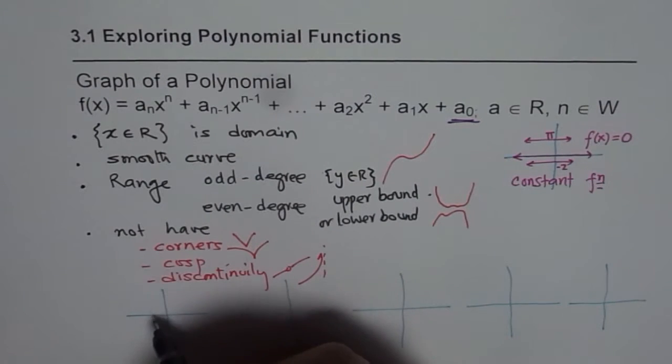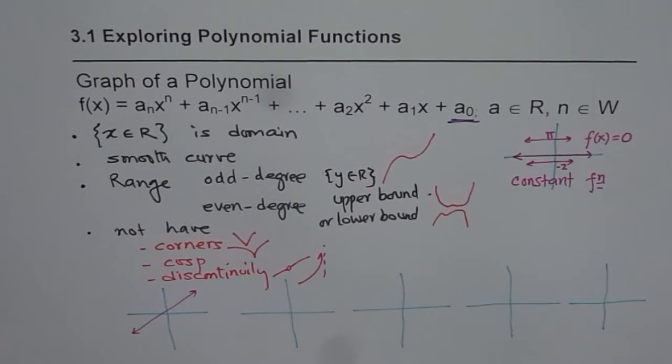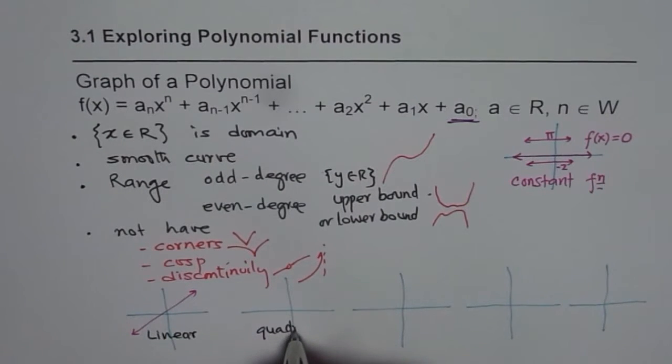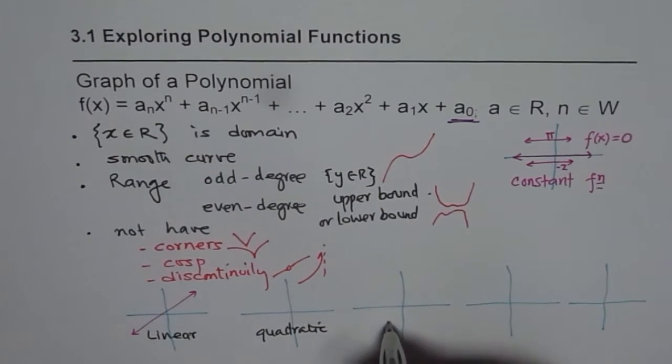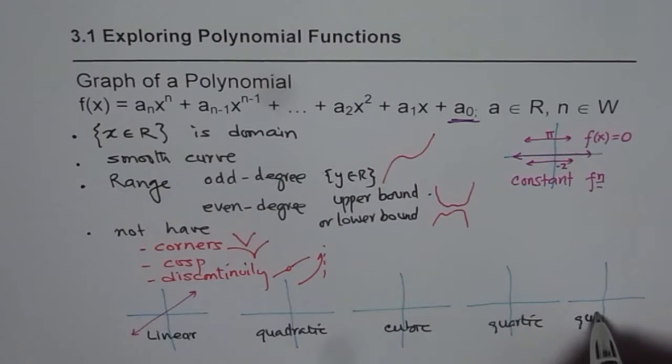So if I have a linear function, linear functions could be like this, correct? So that is a linear polynomial. If the leading coefficients are positive, let me draw in red first. If they are positive, then they will look like this. So this one is linear. Then you know quadratic, cubic, quartic. Let me write quintic, and so on, right?